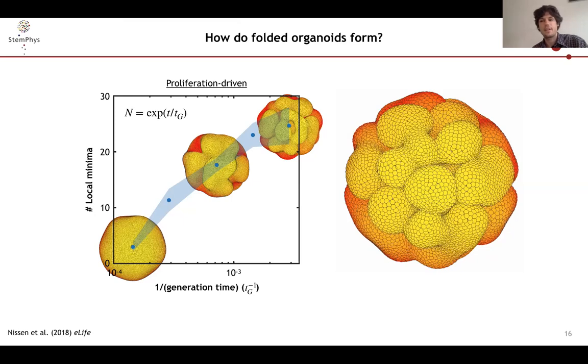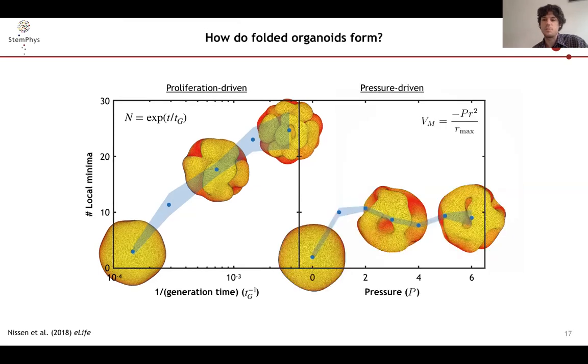And now take the one that does not fold, the one at the bottom left corner, and put that into a stiff, simulated material. That's what I did on the right-hand side. And then let it grow until it reaches the same number of cells, but under different degrees of pressure. Now we find that this also drives folding, but the folds in these cases are very different.